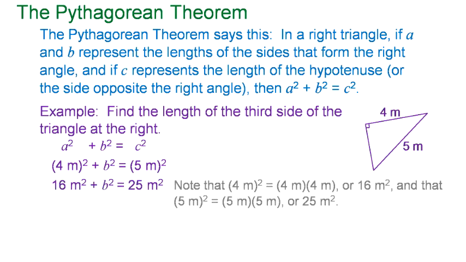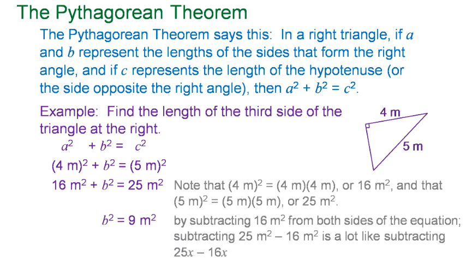For my next step, I'll square the 4 meters and the 5 meters. Since an exponent of 2 tells you that you want to multiply something by itself, I can square 4 meters by writing 4 meters times 4 meters. To simplify this, I'll note that 4 times 4 is equal to 16, and that I can multiply meters times meters by writing square meters. I can also follow a similar thought process to square the 5 meters. 5 times 5 is equal to 25, and I can multiply meters times meters by writing square meters.